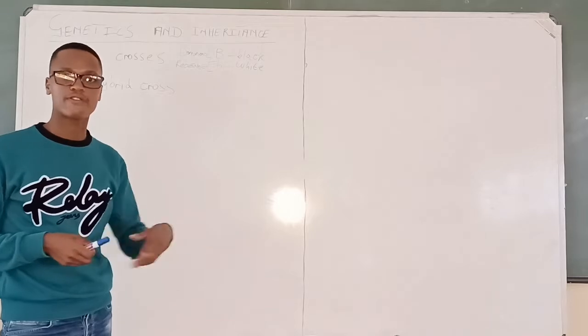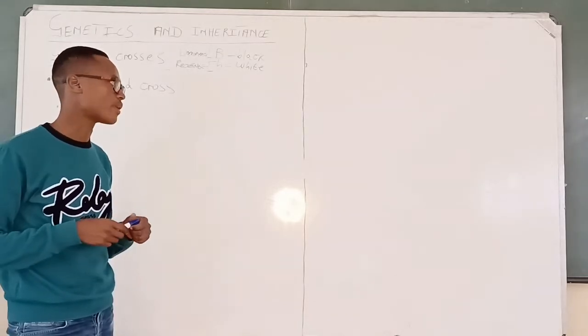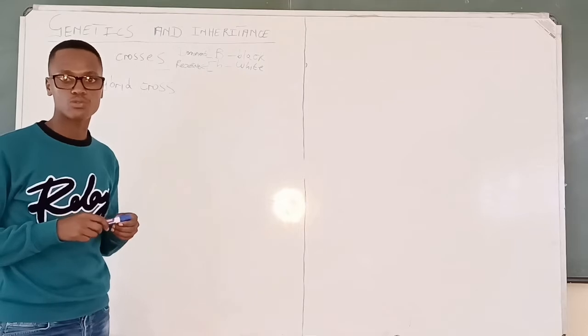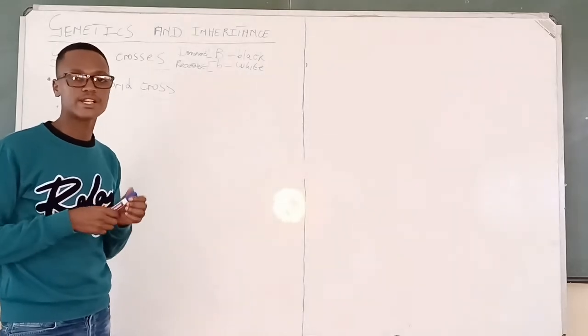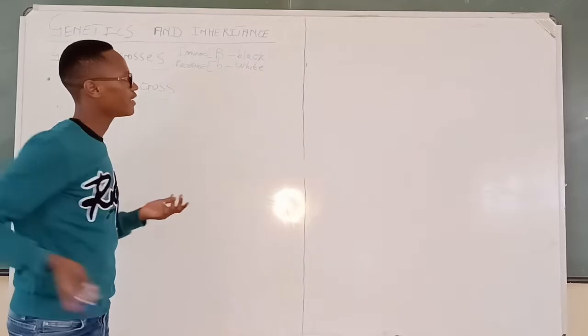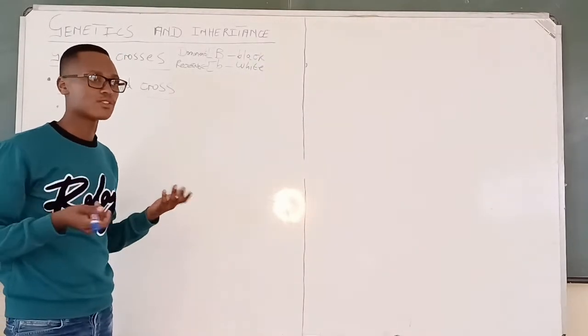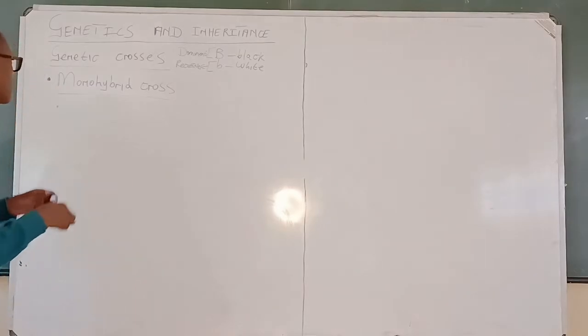Maybe when you check the flowers, some flowers are yellow, others are red, and then others are white. So I'm just going to do a quick example about a black flower and then a white flower from my mind. So first of all, we have to know what is a monohybrid cross.